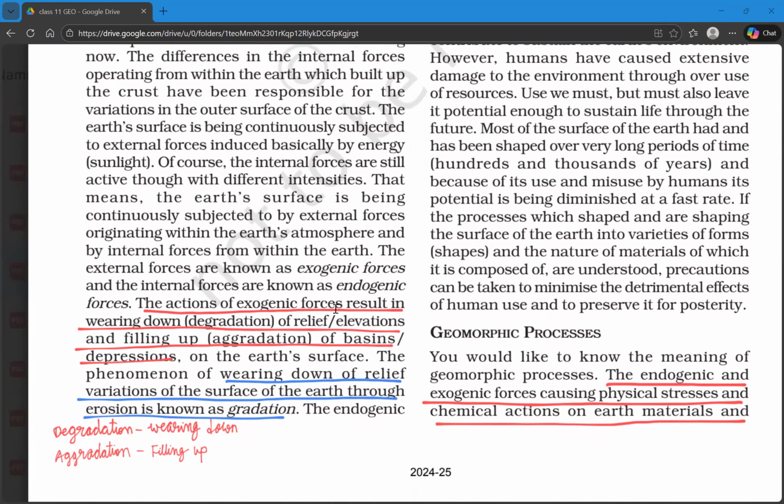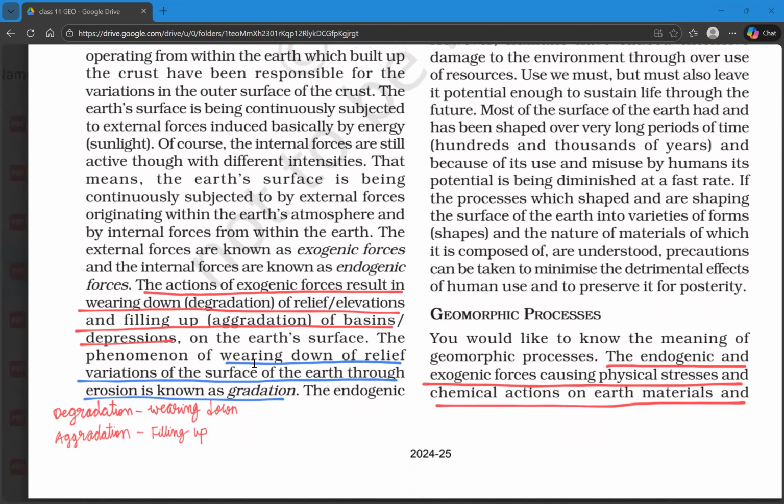The action of exogenic forces results in wearing down, which is called degradation of relief, and the filling up of basins, which is called aggradation. So if there is any higher point, that will be degraded, and if there is any depression, the debris that has been carried from the degradation of relief will be taken and filled up in the depressions on the Earth's surface. The phenomenon of wearing down of relief variations on the surface of the Earth through erosion is called gradation. So what is gradation? Wearing down of relief variations of the surface of the Earth through erosion is known as gradation.